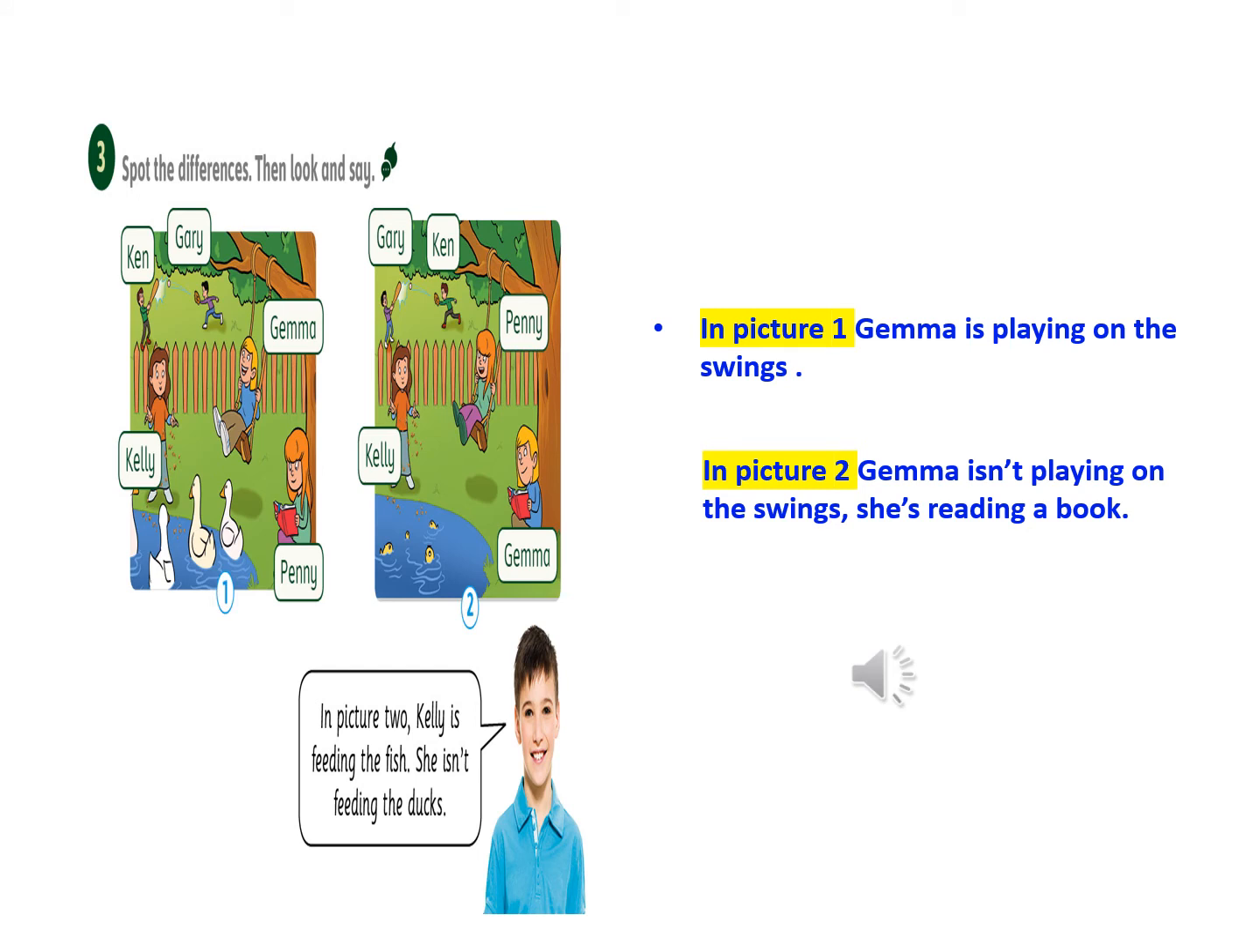In picture 1, Gemma is playing on the swings. In picture 2, Gemma isn't playing on the swings. She's reading a book. Now look at Gemma. In picture 1, she is playing on the swings. And in picture 2, she isn't playing on the swings. She is reading a book.